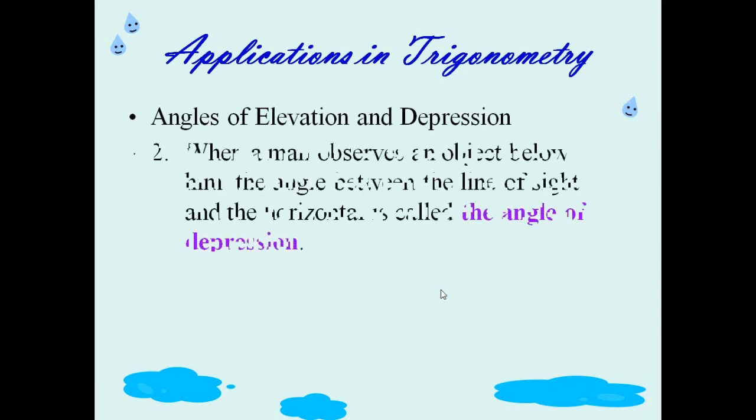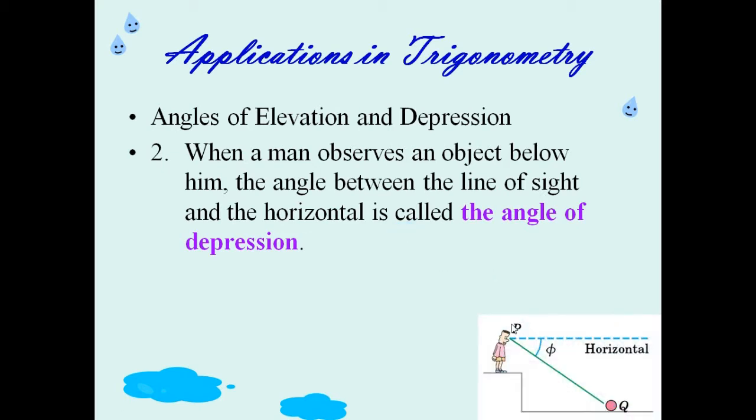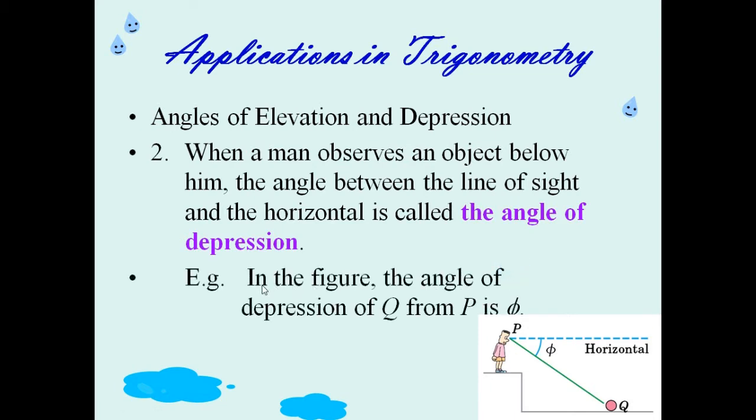On the other hand, when a man observes an object below him, the angle between the line of sight and the horizontal is called the angle of depression. In the figure, the man is looking downward to look at the point Q. P is the observer, and the horizontal line and PQ form an angle called phi. In the figure, the angle of depression of Q from P is phi.